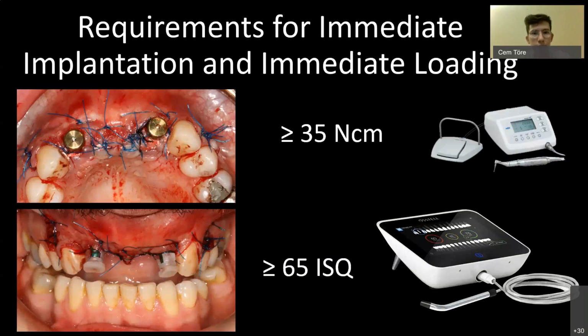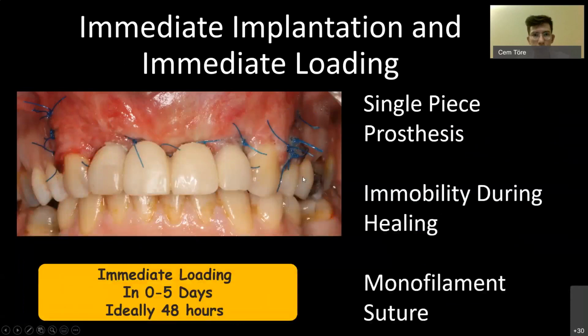So for immediate implantations and also immediate loadings, what do we need? We need more than 35 Newton centimeters of insertion torque, or if you're checking with an Osstell device, an ISQ value of over 65. If we have these, then we can immediately implant posts. The immediate loading prosthesis should be a single piece. It must be immobile, and it must not press on the healing graft underneath it. And we have to use a monofilament suture, especially important when we are doing this, just so it does not retain any food or bacteria during the healing time.